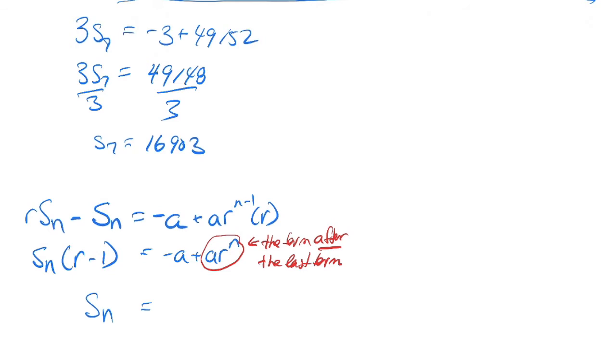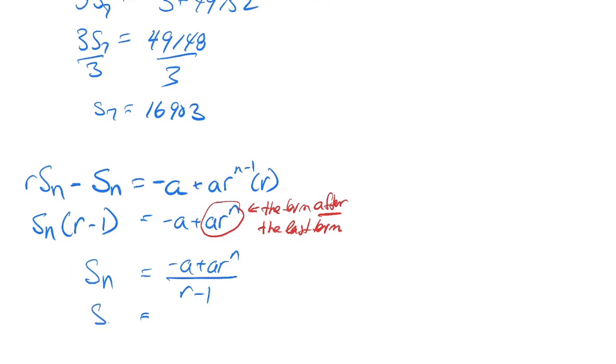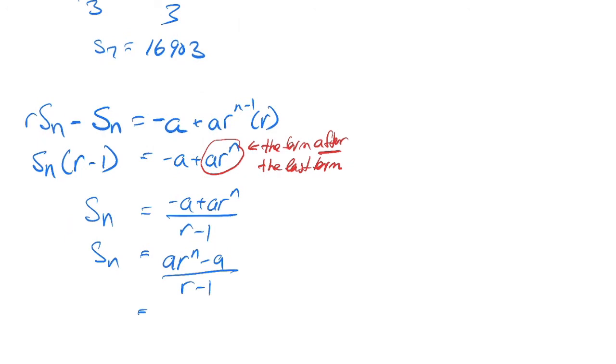So here, we're going to copy the right-hand side over r minus 1. Let me just rearrange that side. This is going to be a r to the power of n minus a, all over r minus 1. And finally, on the right-hand side, let's factor out a. So we get a times r to the power of n minus 1 over r minus 1. So there's our general formula to find the series of a geometric sequence.